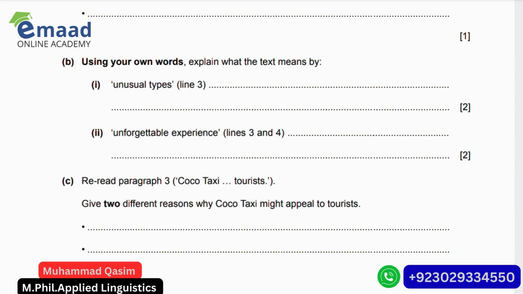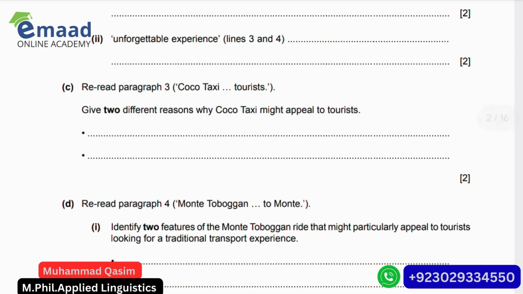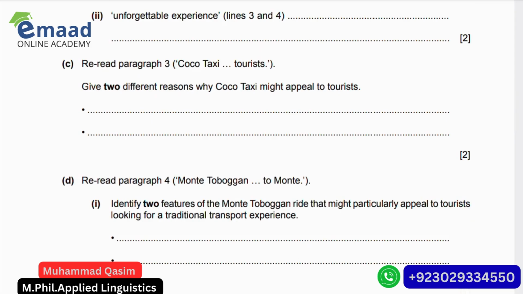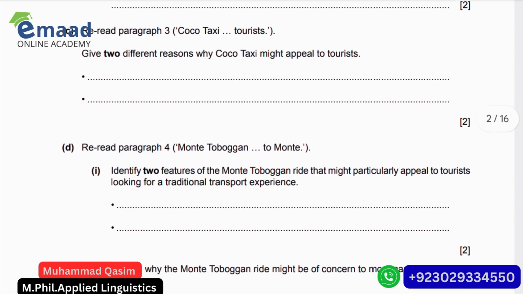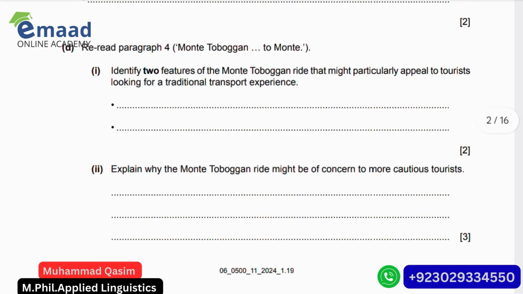Using your own words type question: explain what the text means by unusual type, line number 3. For these types of specific words that they want you to explain, do not forget to read line number 3, or the context, the co-text of the word, where they got this word or phrase extracted from. Give two different reasons. So for two different reasons, of course, you have to find two reasons from the text to give your response in two lines. There are 2 marks. So put each reason on each line.